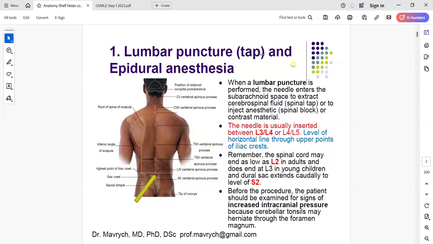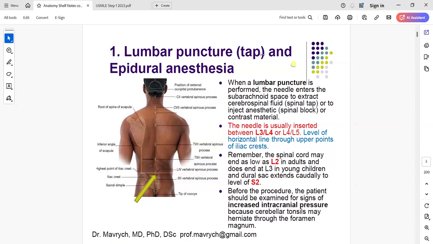All right, so what they ask you in the exam is they give you a scenario of a person who is about to get his tap done, and then they just ask you at what level the needle would be inserted. So obviously you have to know that L3, L4, or L4, L5. So it's a tongue twister. I have seen this question a lot in your world. It comes a lot in NBME. You have to just memorize it.